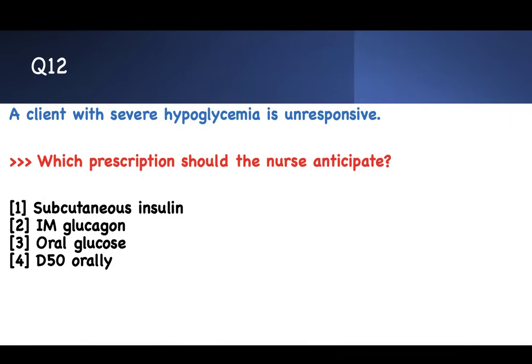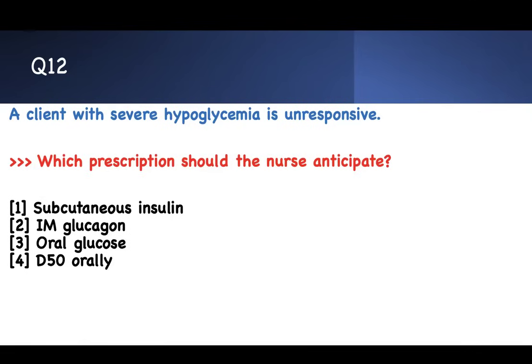A client with severe hypoglycemia is unresponsive. Every word in the question, I just give you the buzzword. I don't want to give you too many words. The buzzwords are what? Hypoglycemic and what? Unresponsive. There's two ways you can have hypoglycemia. Either you're responsive and you can talk to me, or you are unresponsive and you cannot talk to me.